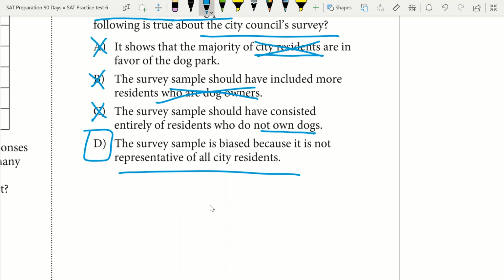In this case, obviously the sample is biased because it's those who own dogs being asked whether or not they want a dog park. So make sure that you understand that if you have a biased sample, you cannot make a proper conclusion for the entire population based on that sample, since it is biased.